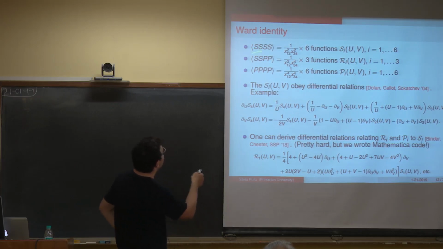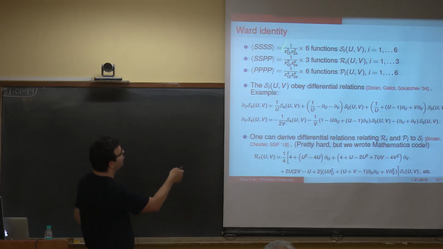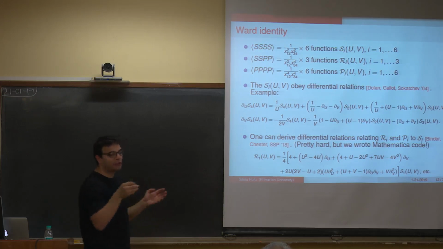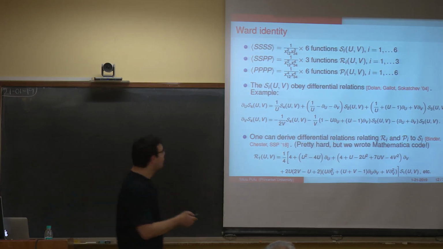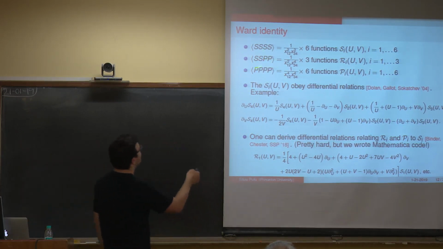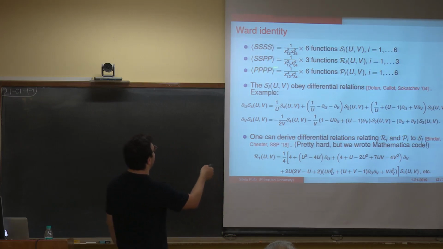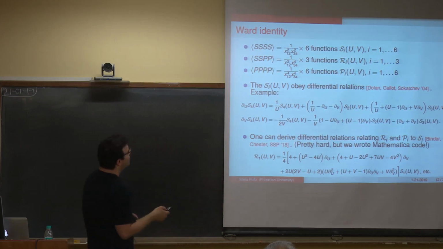So this SSSS has some overall prefactor, and then there are 6 functions of U and V because of the R symmetry indices. There are 6 ways of forming a singlet out of 4 copies of the 35C representation. In SSPP, there are 3 functions of U and V. In PPPP, there are 6 functions of U and V. All of these are related by supersymmetry.